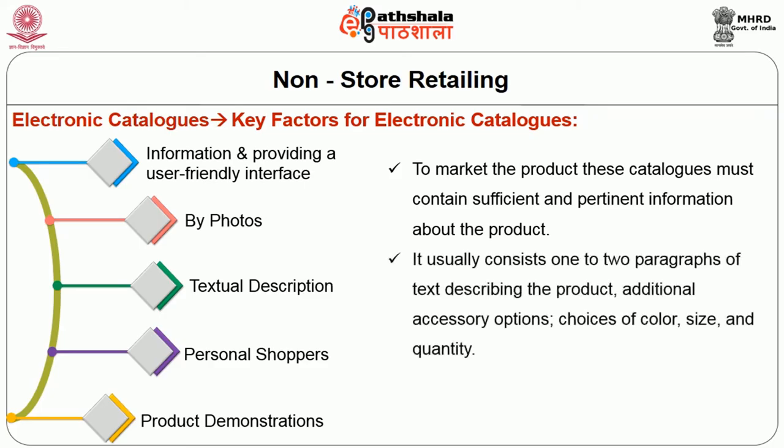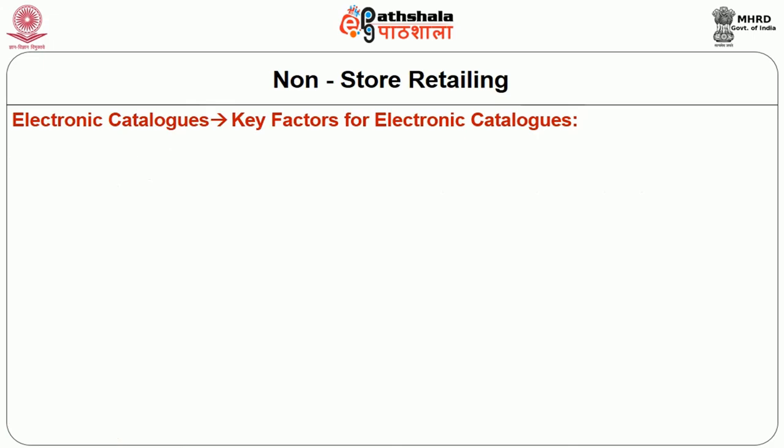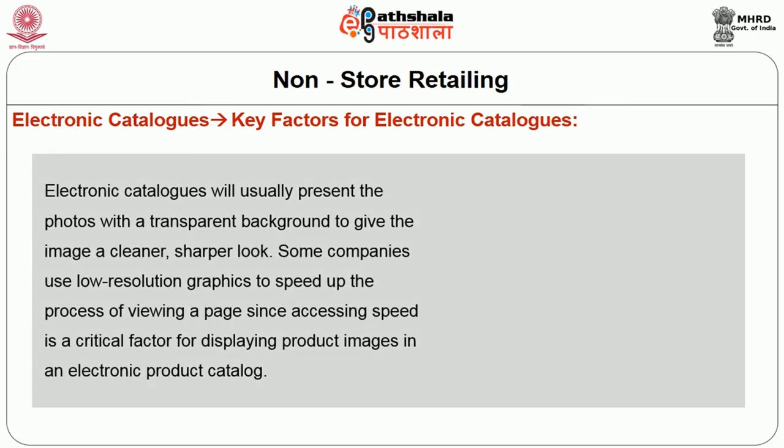It usually consists of 1 to 2 paragraphs of text describing the product, additional accessory options, and a choice of color, size and quantity. It helps consumers to perform comparative shopping better than the traditional paper format. Electronic catalogs will usually present the photos with a transparent background to give the image a cleaner, sharper look.